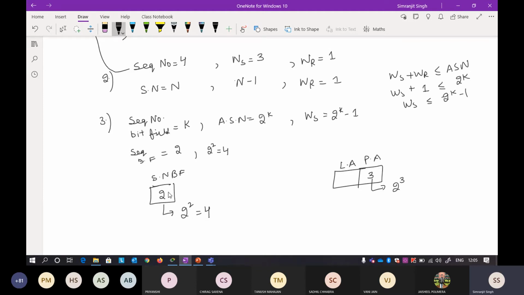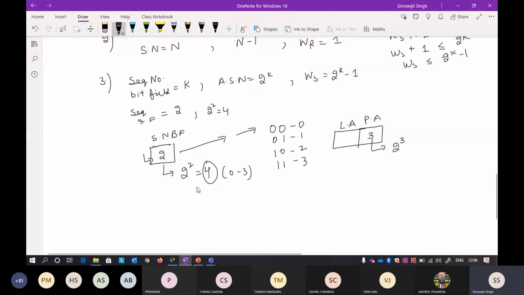From these 2 bits, how many sequence numbers can you represent? That is 4, meaning 0 to 3. How can you represent them? With 2 bits: 00, 01, 10 and 11. So you can represent 4 numbers, that is 0 to 3. That is the meaning of it. Now, if you have any doubt, just let me know.